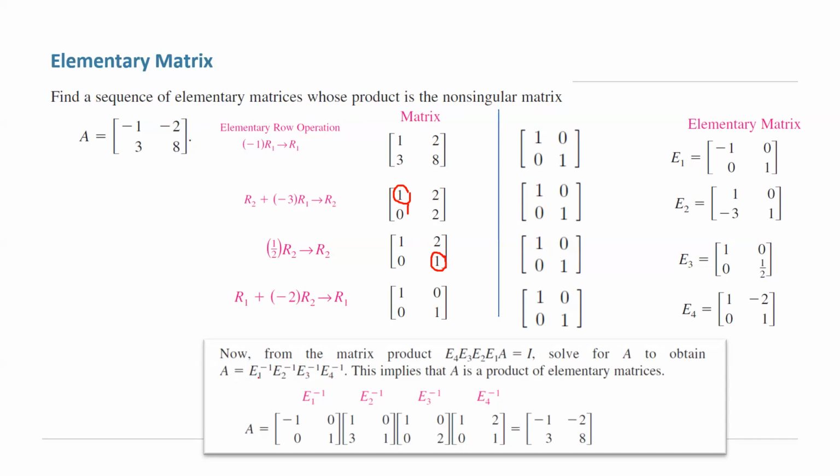So matrix A can be written as the multiplication of a finite number of elementary matrices. And remember that the inverse of an elementary matrix is also an elementary matrix.